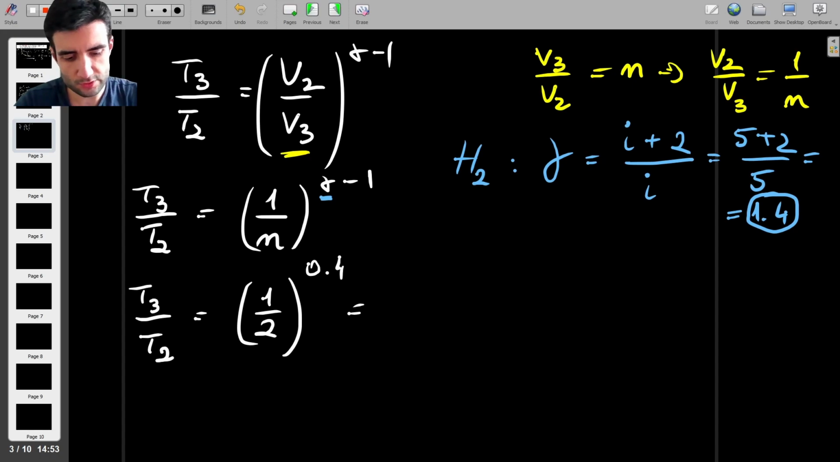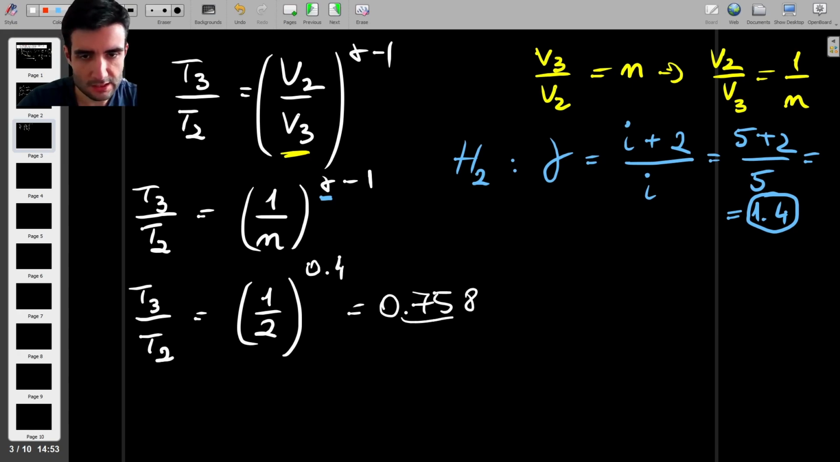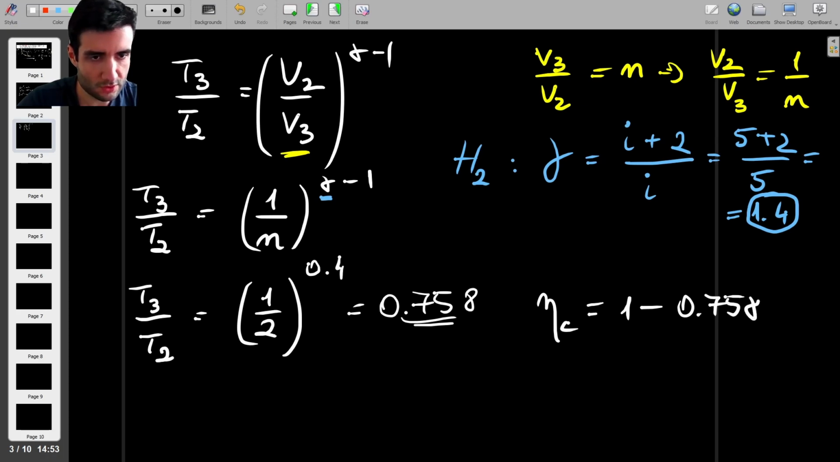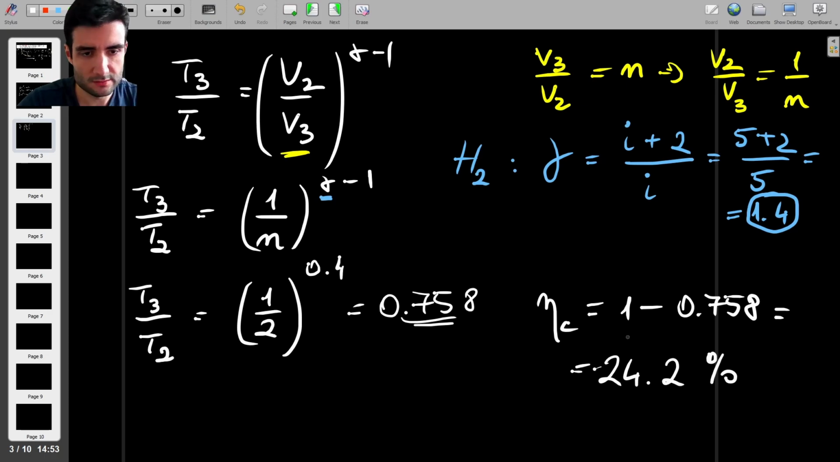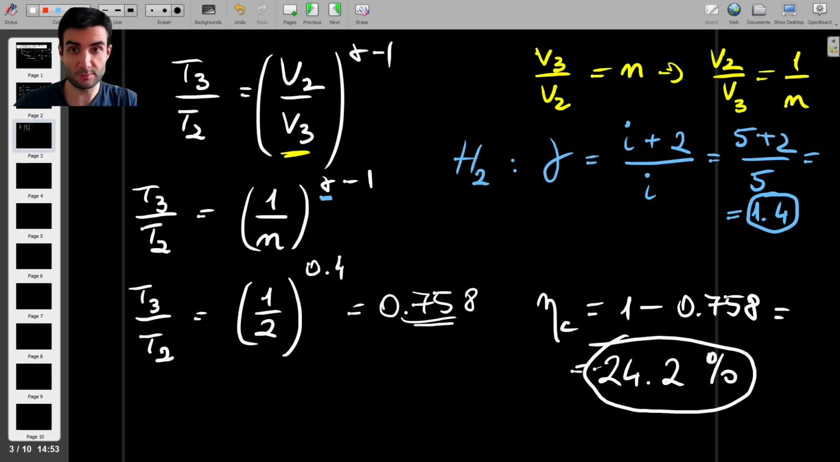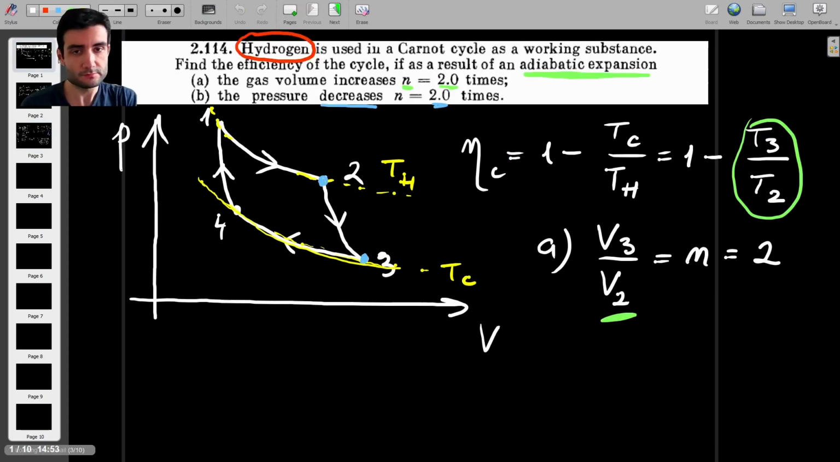So that's 0.5 to the power 0.4, which is 0.758 approximately. So the efficiency is 1 minus this. So we're going to get a value of efficiency for this of about 24.2%, roughly. Okay, but this is just part A of the question. So in part A, we know that the volume increased by an amount of n equals 2.